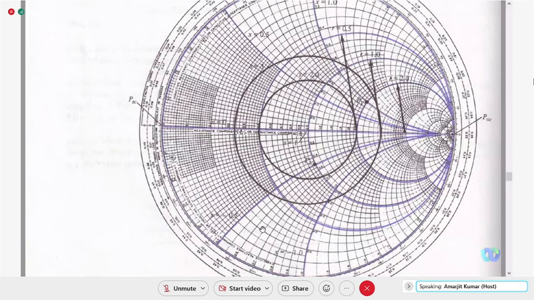It is minus 0.5, it is here. So here is your point, R is equal to 1.0, X is equal to minus 0.5. So here, this one, P2. This will give you the normalized impedance 1 minus J 0.5. This is P2. So you have located 2 plus J and 1 minus J 0.5, two impedances on this Smith chart.